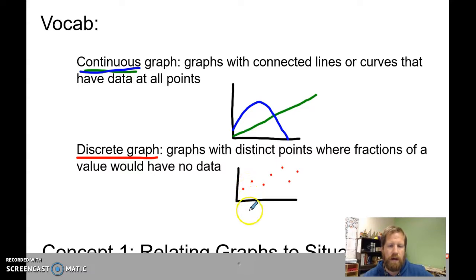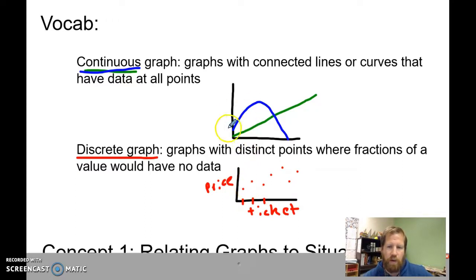All right. This could be maybe price for a ticket. Right? And it makes sense for us to have a price for one ticket and for two tickets and for three tickets, but there's no way to buy 1.5 tickets. So there's no data in between those.